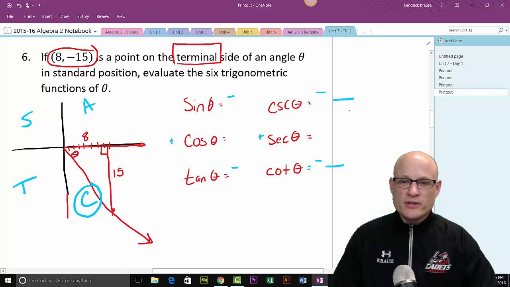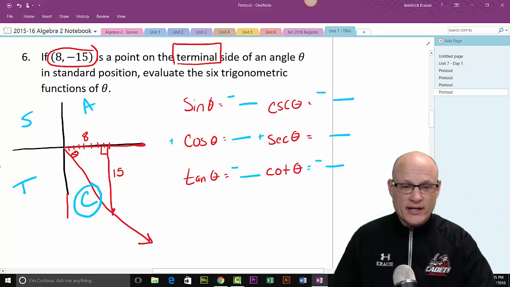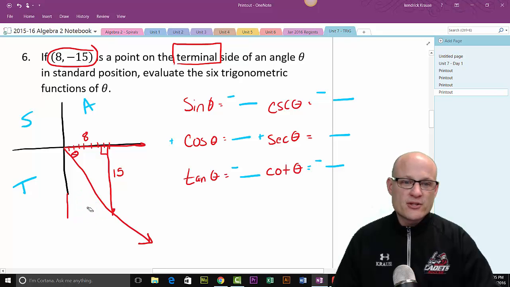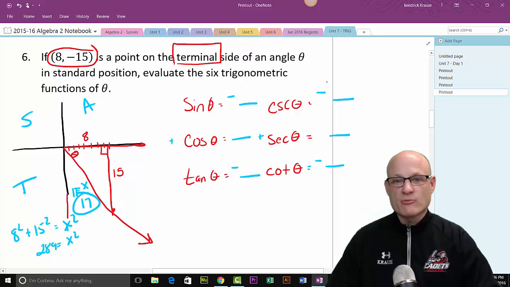As I'm doing these, I'm going to come up with a fraction for all of them, but sine and cosecant are negative, and tangent and cotangent are negative. I'm going to put the negatives in there right now so I don't have to worry about whether they're positive or negative. I know they're in the fourth quadrant. I also have to find, by using the Pythagorean theorem, 8 squared plus 15 squared equals x squared. I end up getting x squared equals 289, or x equals 17. Okay, now I'm ready to go.